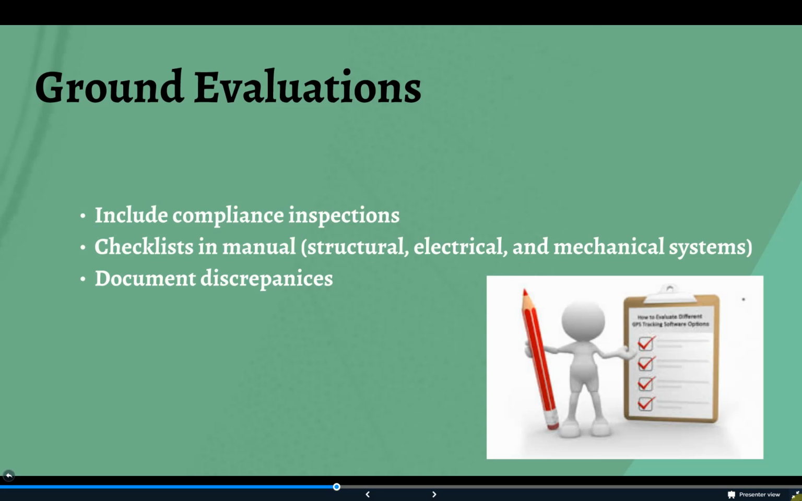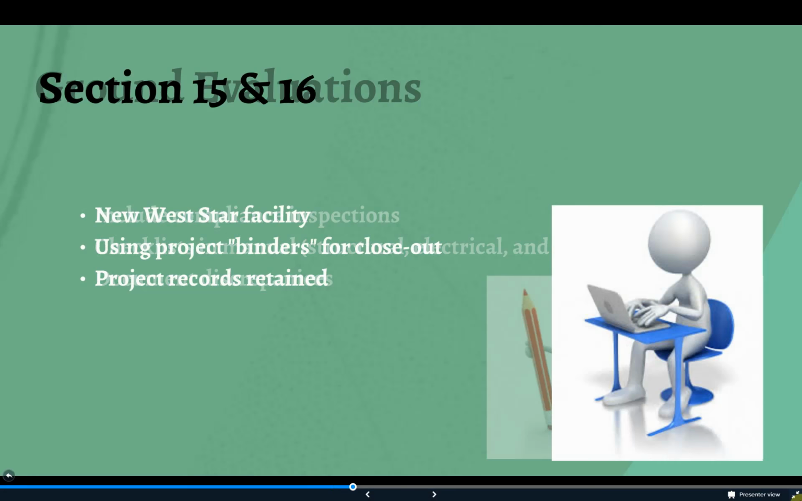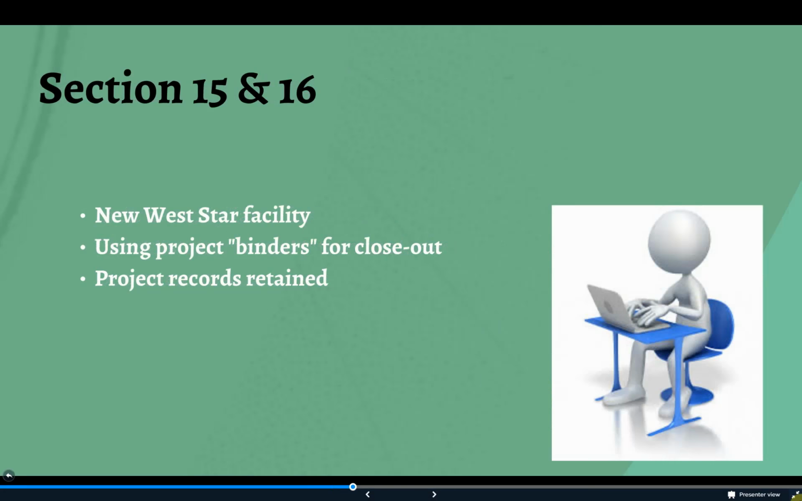The manual contains checklists for structural, electrical, and mechanical systems reviews in Appendix I. Steps for documenting discrepancies and resolving issues found are also described. Section 15 includes processes for using off-site facilities. By the way, the Westar facility in Chattanooga, Tennessee was added to perform STC installations as well as issuing airworthiness certificates. These areas didn't change in Revision C.